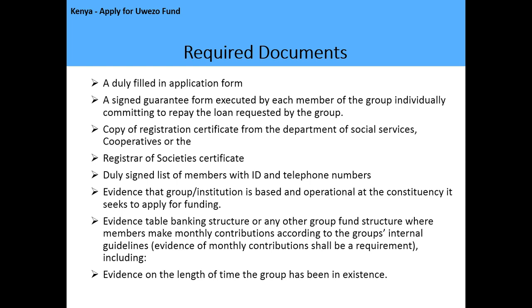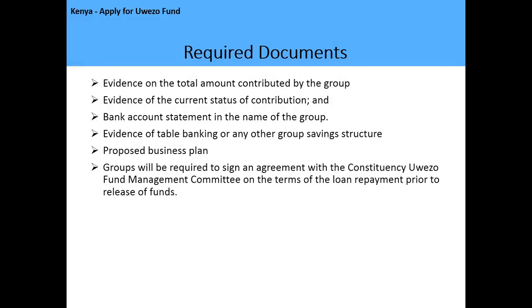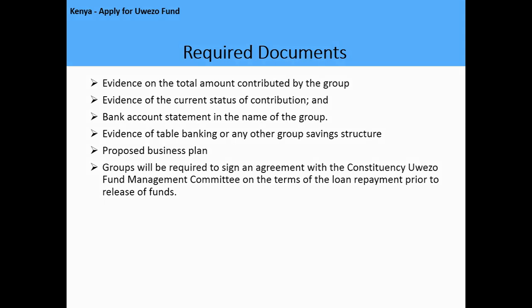Evidence of the monthly contribution is a requirement, so a bank statement or even an account book where you register and take note of the monthly contributions. You also need evidence on the length of time the group has been in existence. You need evidence of the total amount contributed by the group, evidence of the current status of contribution. You need a bank account statement in the name of the group, evidence of table banking or any other group saving structure. You need a proposed business plan, and groups will be required to sign an agreement with the constituency Uwezo Fund Management Committee on the terms of the loan repayment prior to release of the funds.